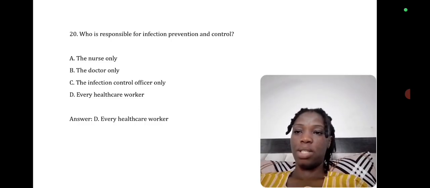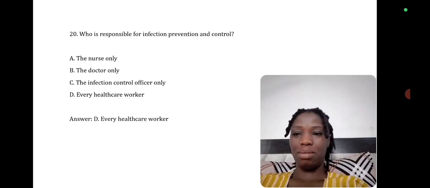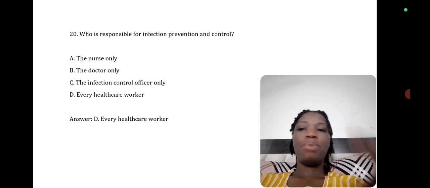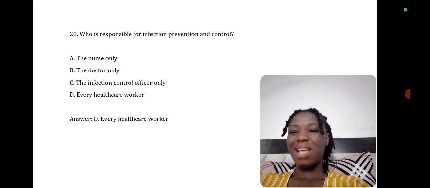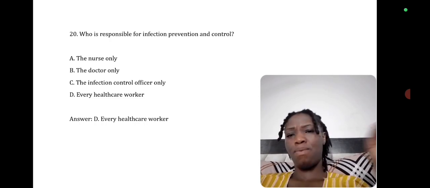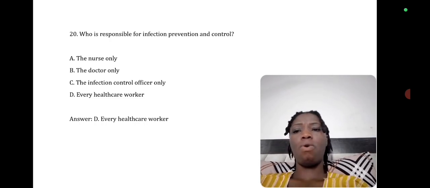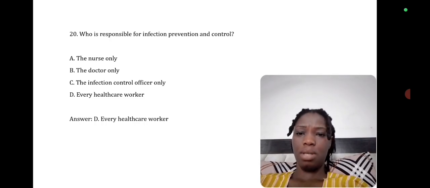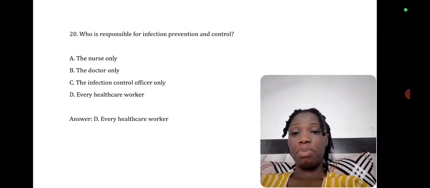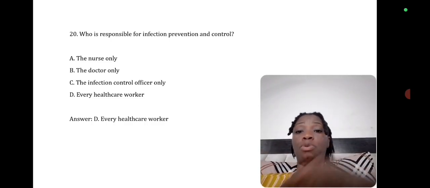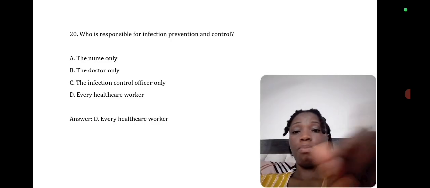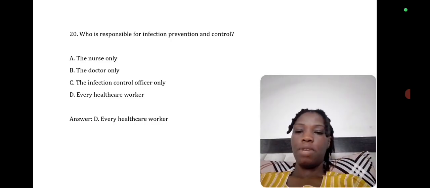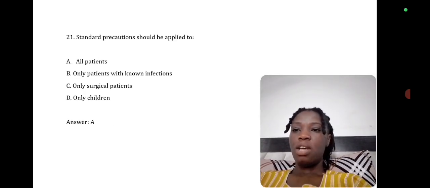Next question, question 20. Who is responsible for infection prevention and control? Everybody. Everybody in that hospital, not just doctors and nurses, every healthcare worker is responsible for IPC. It's not a job that you leave for one person. Because if you leave it for one person, the other person will still come and infect you. So everybody must be responsible for that.